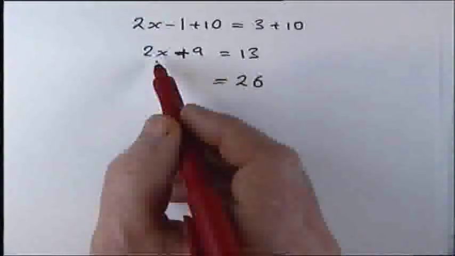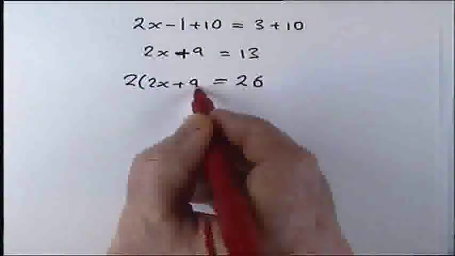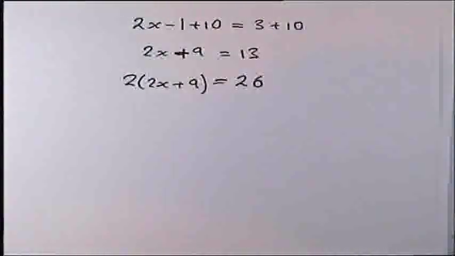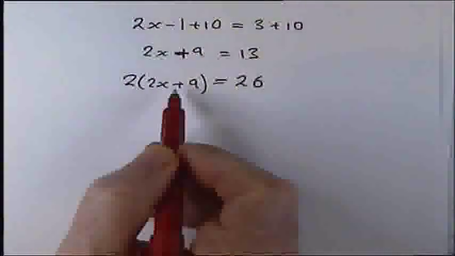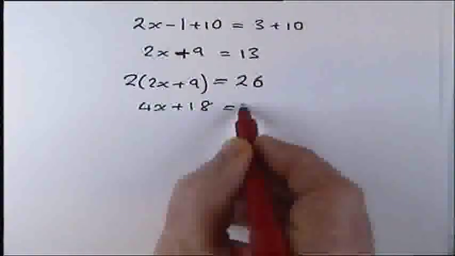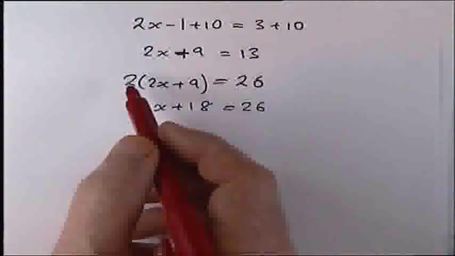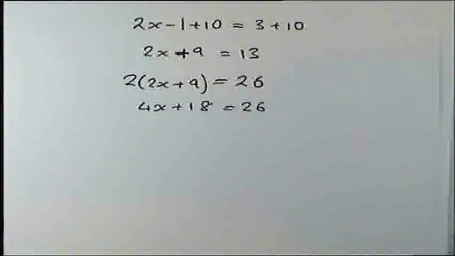Now there's a couple of ways of thinking about it. If you times the left hand side, you're timesing the whole of the left hand side by 2. So I could write it like that as a bracket. And that's the way I would like you to think about it. If you're timesing the left hand side by 2, you're timesing the whole of the left hand side by 2. Okay? Now, I can now expand that bracket and get 4x plus 18 is equal to 26. Now, if you can't remember how to expand brackets like that, then look at the expanding bracket video in this first part of the series. I can't remember what number it is, but it's one of the earlier videos.